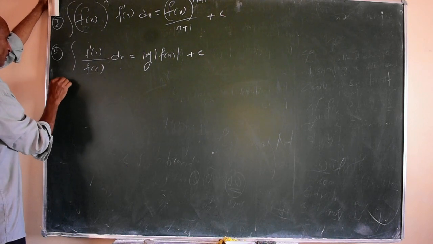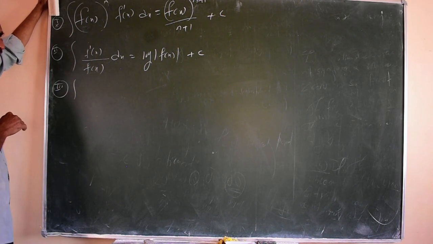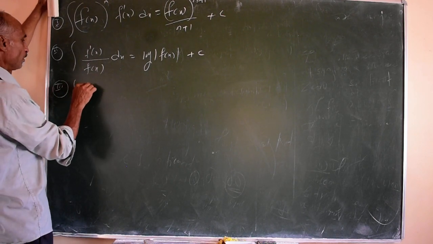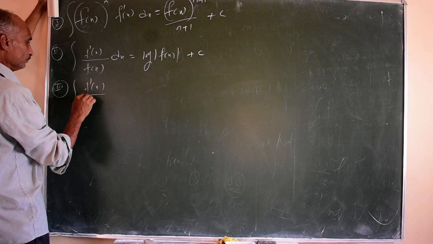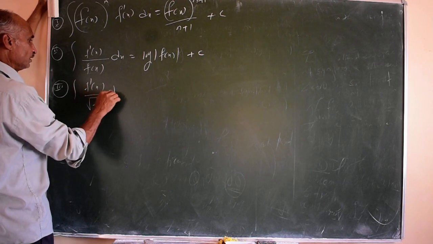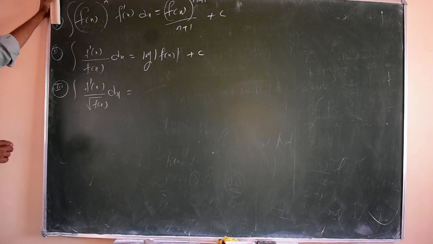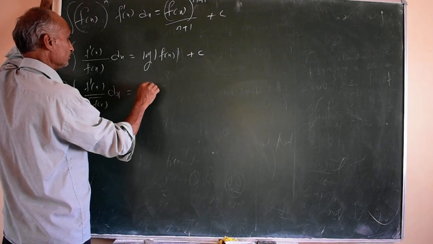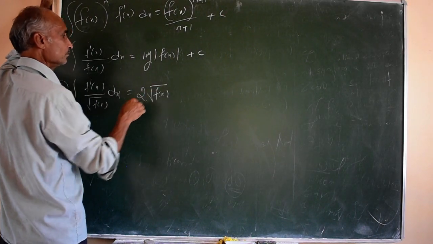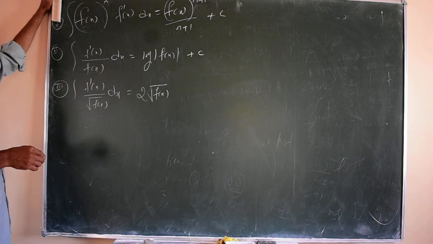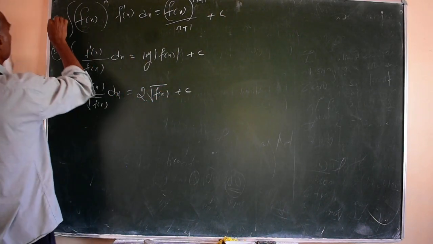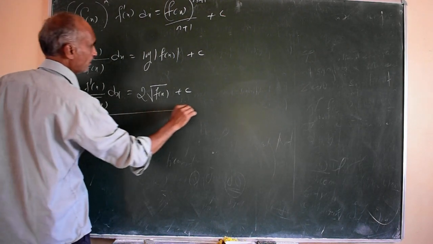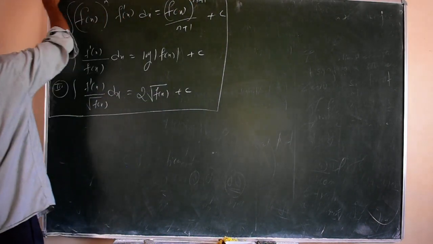Third one, integration of f dash of x upon root f of x dx is equal to 2 root f of x plus c. So these are the three formulae. You have to remember them just to avoid the substitution.